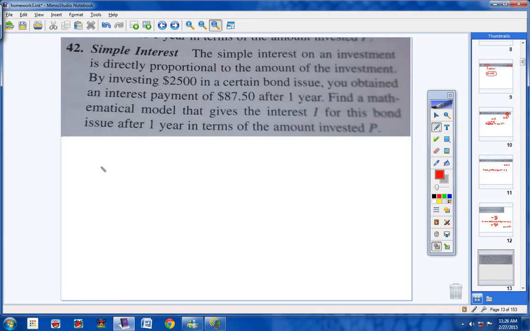Okay, moving on. Alright, the simple interest on an investment is what? Directly proportional to the amount of the investment. Okay? So I'm going to stop right there and write that down. Interest, I, is what? Directly proportional, so K, to what? The amount of the investment, P. Alright? Now I put P for the word principal. If you used a different word, that's obviously totally fine, okay? So there we go. Now, you invest $2,500, that's your principal. And you obtain interest of $87.50.